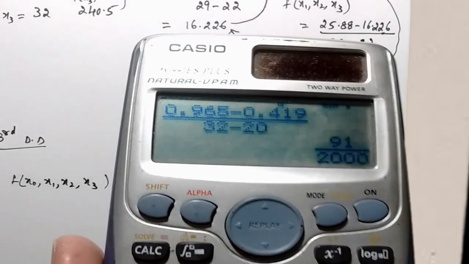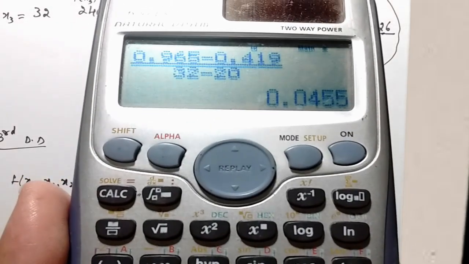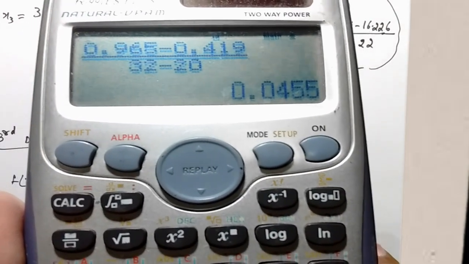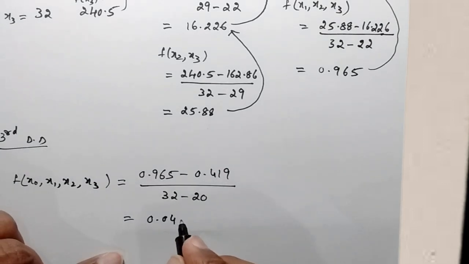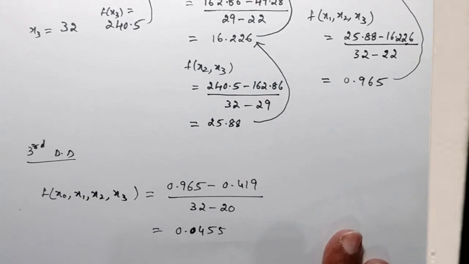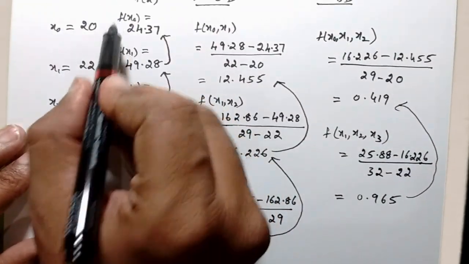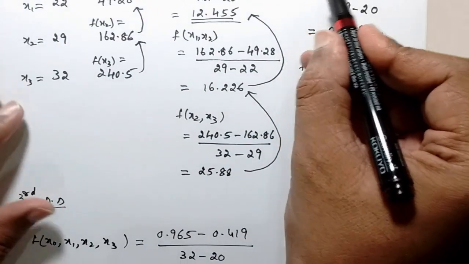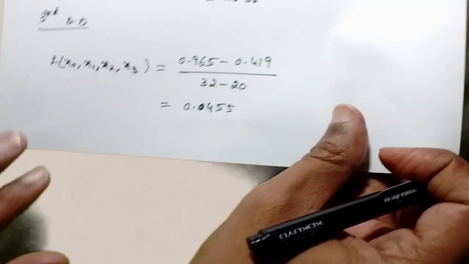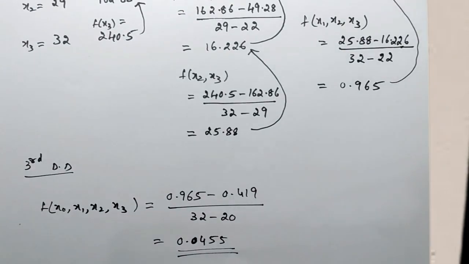You're getting it in terms of fractions, therefore I'll just press ST there. So you'll be getting it in terms of decimals. So what is the value you're getting? 0.0455. So that value you can write, it is 0.0455. That will be the required value. But for the formula, I'll just be writing these values: f of x0 value, f of x0 x1 value, f of x0 x1 x2 value, and this final f of x0 x1 x2 x3 value. So these values I'll be writing in the formula.